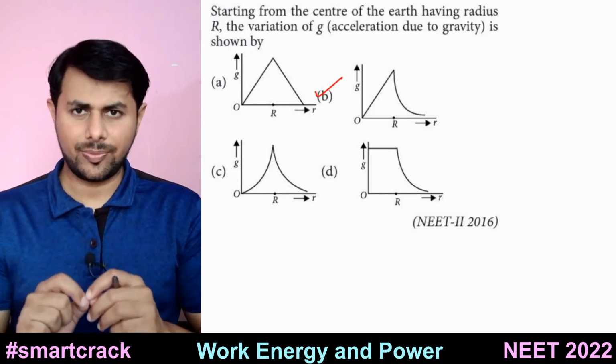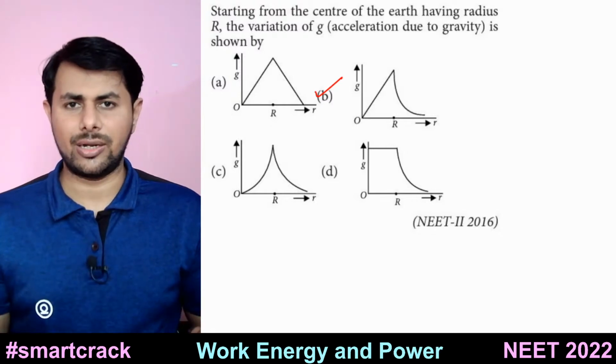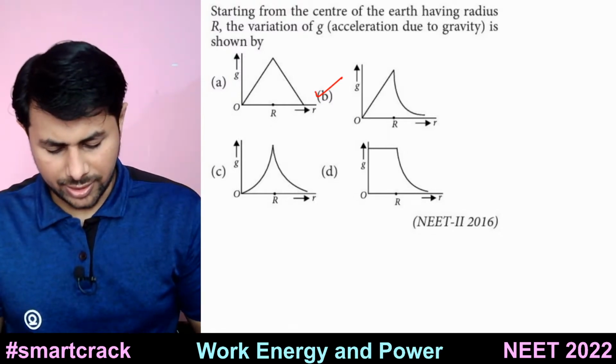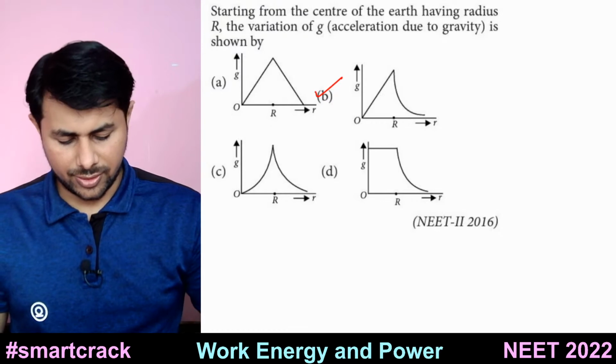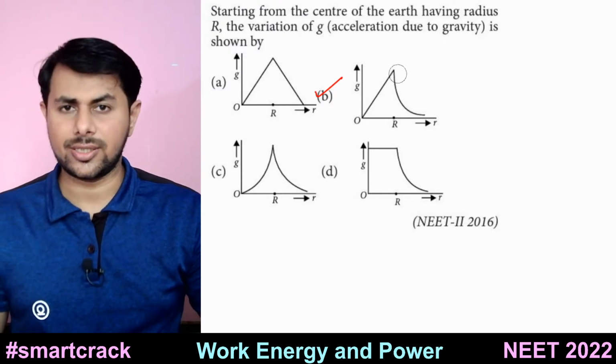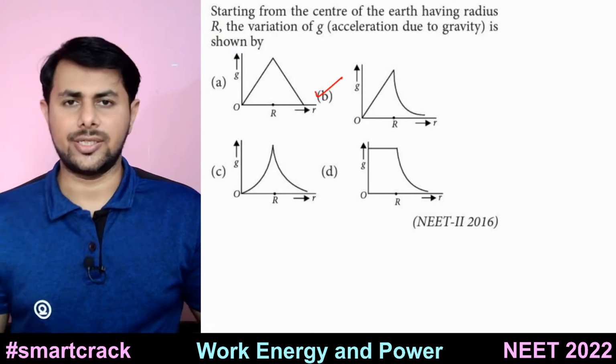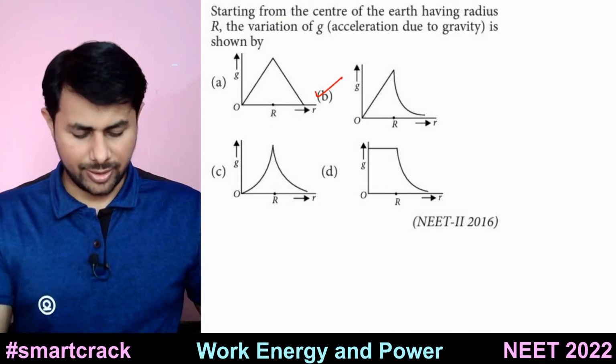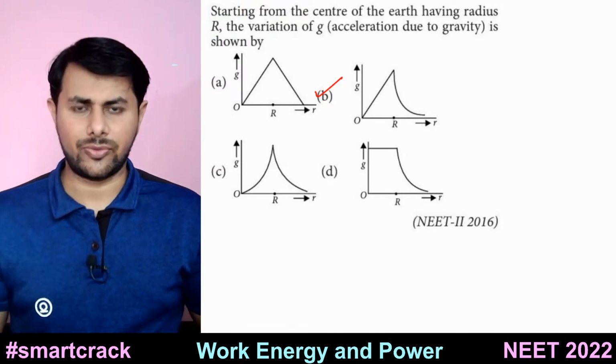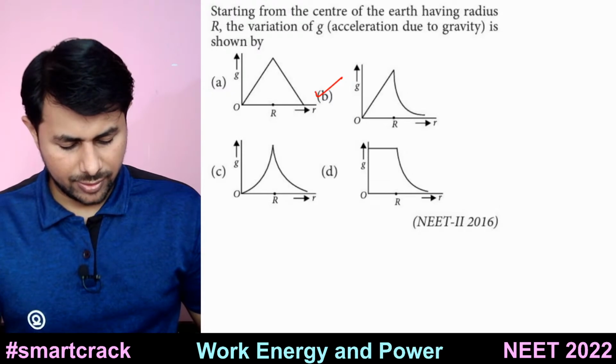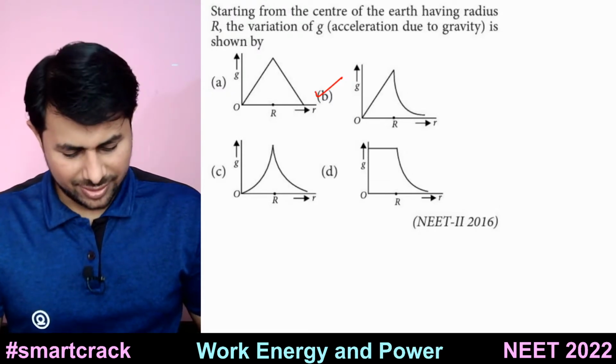So from the center of earth, how does acceleration due to gravity vary with respect to the distance? It varies like this. It goes on increasing till distance r, then it decreases as 1 by r square. Okay, so this is a straightforward, direct question, from NEET 2016. Simple.